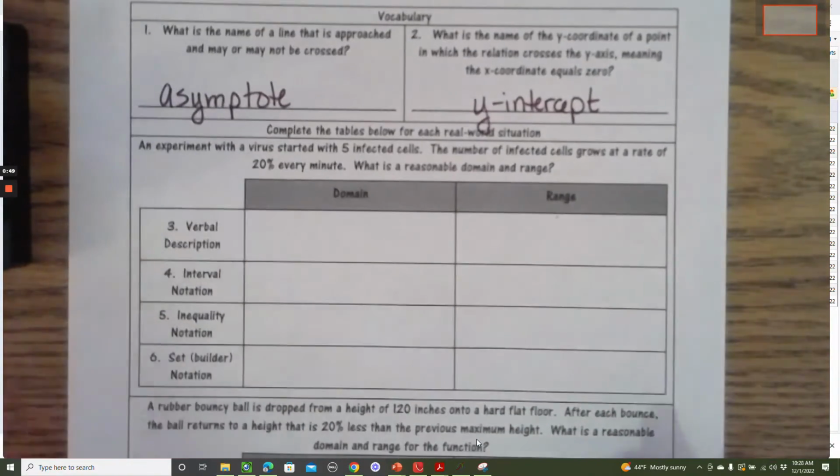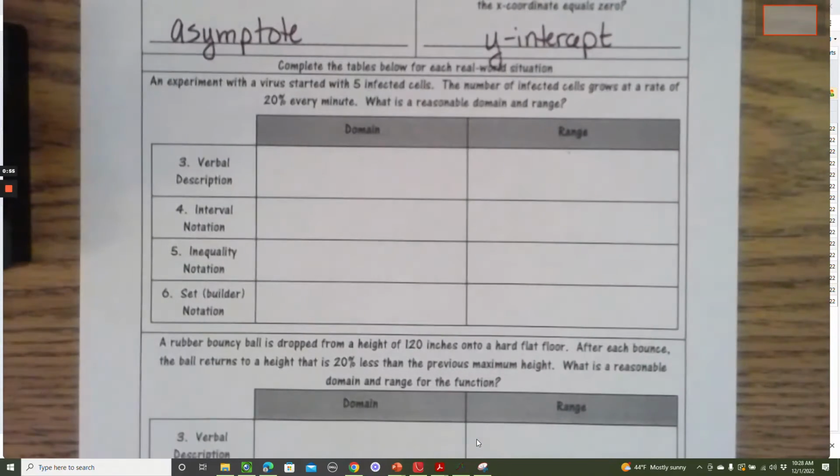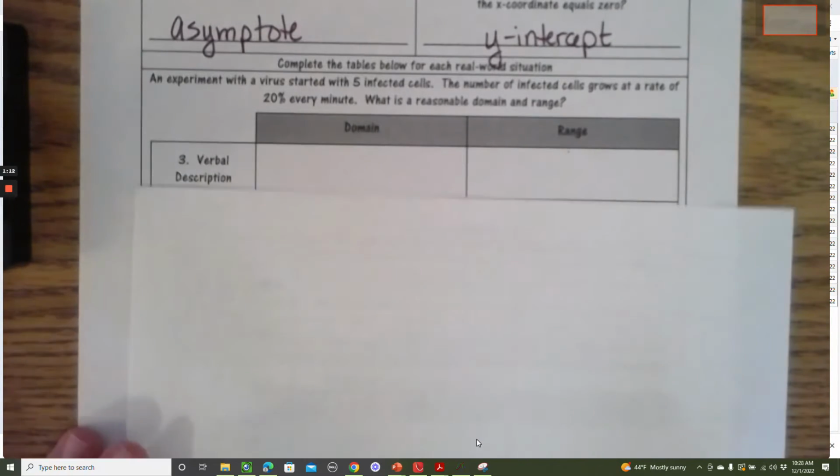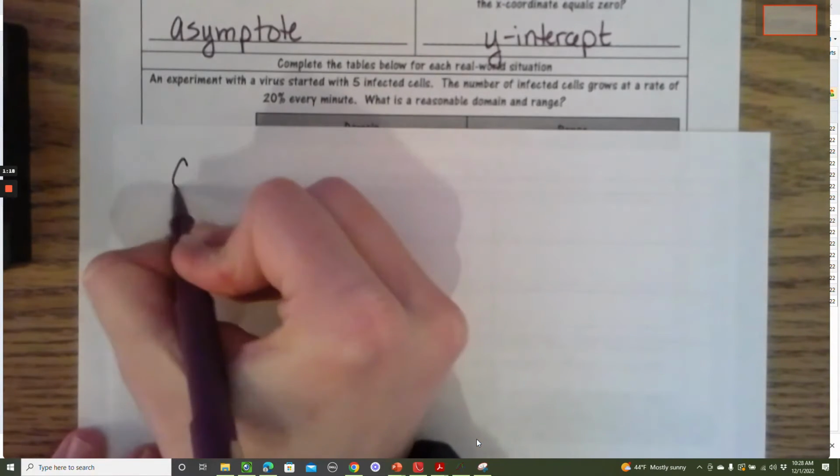So we have to think what can actually happen in the real world. An experiment with a virus started with 5 infected cells. The number of infected cells grows at a rate of 20% every minute. What is a reasonable domain and range? Well, first off, we've got to be able to write this as an exponential function. So, is it growth or decay? Growth.